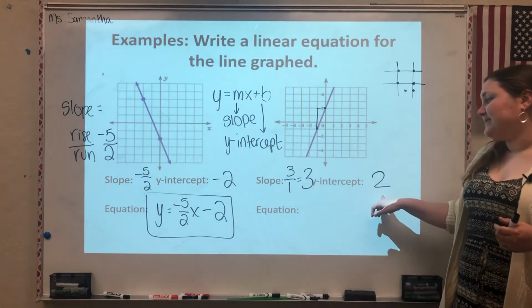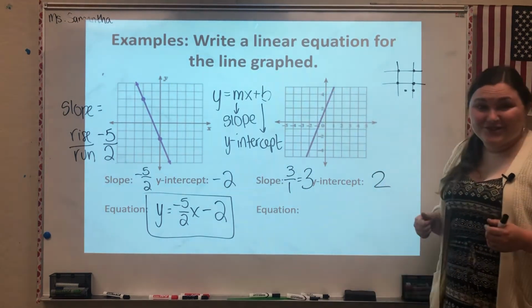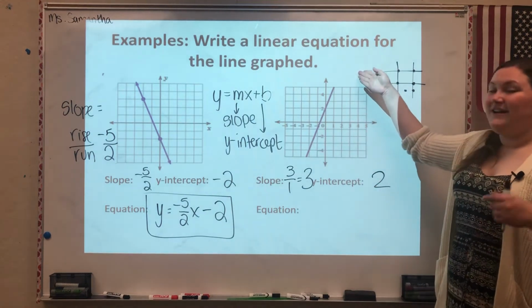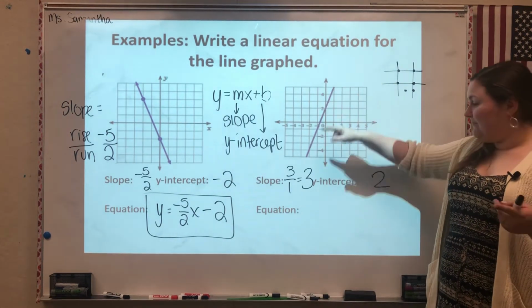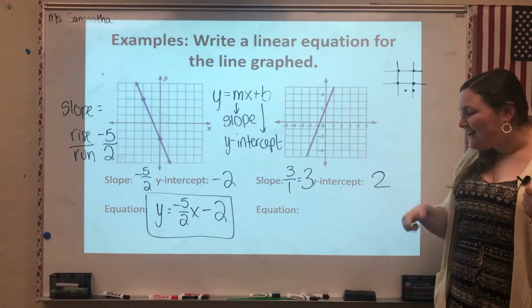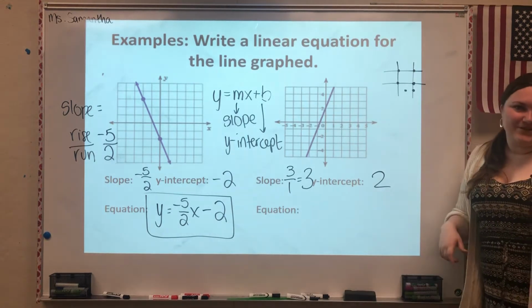Our y-intercept is 2. I'm going to do a quick direction check. My line is going up. Lines going up mean positive slope. My slope is positive, so my signs are good. What about that equation? What's that equation going to look like?